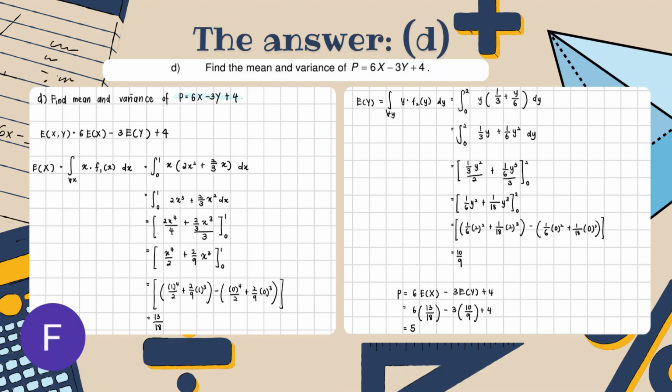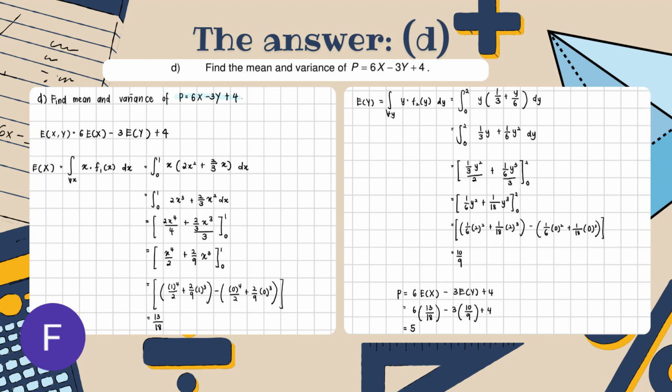Last but not least, question D asks to find the mean and variance of P equals 6x minus 3y plus 4, where x and y are continuous random variables with known probability density functions. Using the linearity property of expectations, we will get E(P) equals 6E(X) minus 3E(Y) plus 4. So now we need to determine E(X) and E(Y) first.